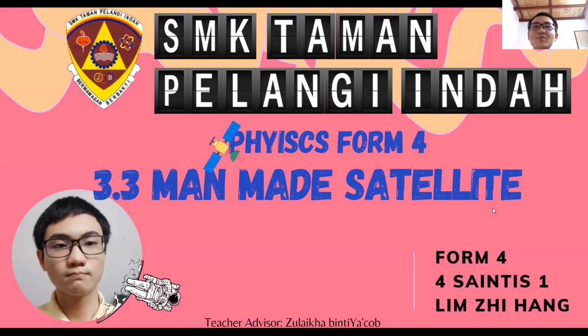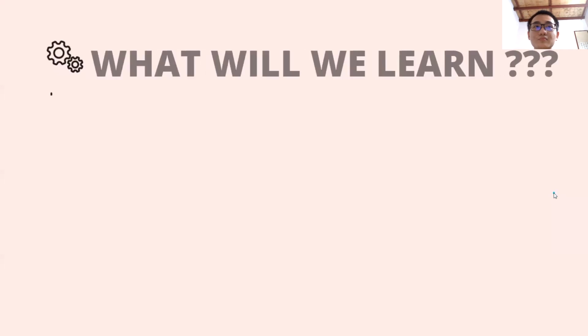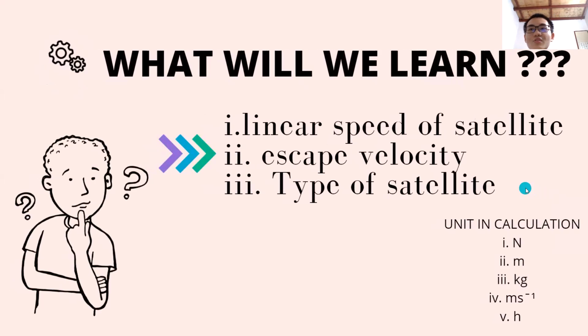So today I want to talk about the KSSM Physics Form 4, Chapter 3 Gravitation, Subtopic 3.3, Man-made Satellite. First, as an introduction, what will we learn in this subtopic? I divide it into 3 parts, which are linear speed of satellite, escape velocity, and type of satellite.